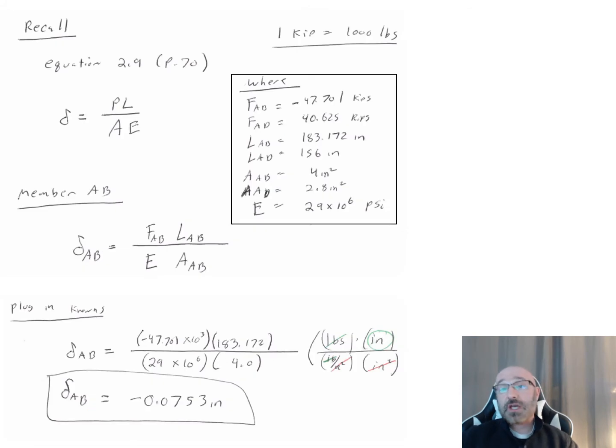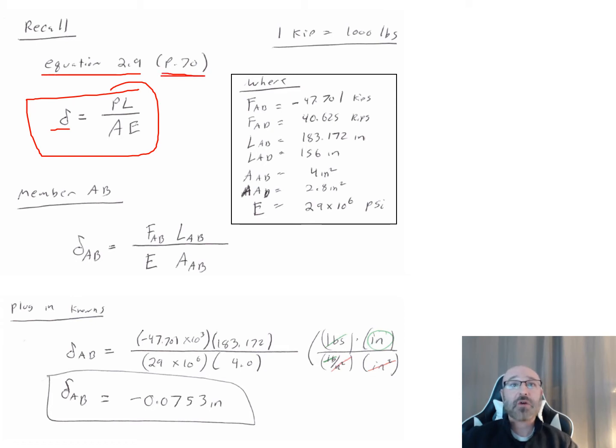So now is a good time to go back up to our setup page and figure out what exactly we are solving for in this. That's great that we found those forces, but what we really wanted was these deformations right here, and we want it in both AB and in AD. So let's take a look at AB first, and we say, okay, what is our general equation? If we're looking for deformation, what is our general equation? So we can reference back to equation 2.9 on page 70 of our textbook.